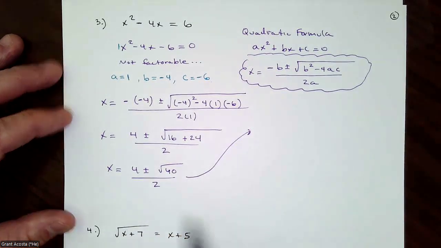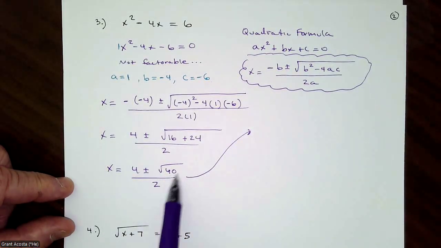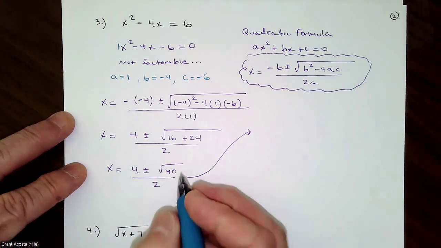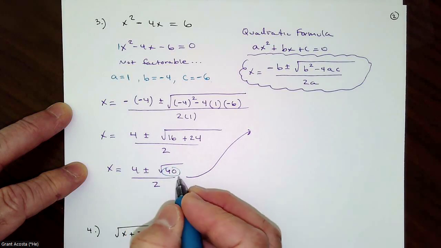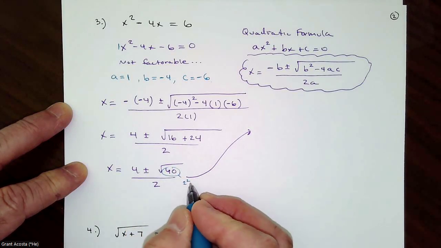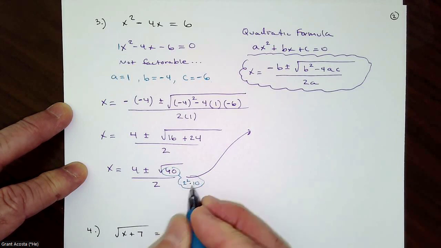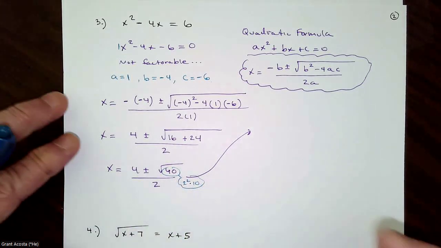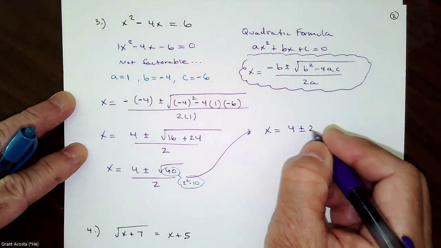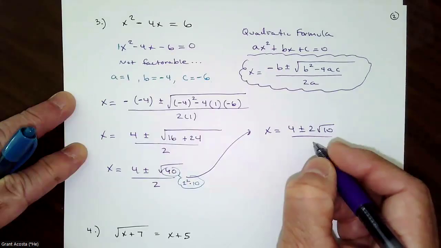And good practice, as we were working on previously, we're going to want to reduce this square root. There's a perfect square factor in there, right? 40 is 4 times 10, which means it's 2 squared times 10. So that 2 is going to come out in front. It's going to be 4 plus or minus 2 root 10 over 2.